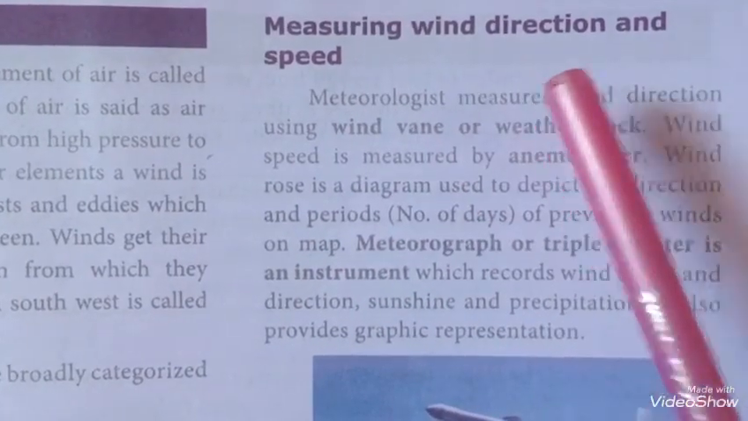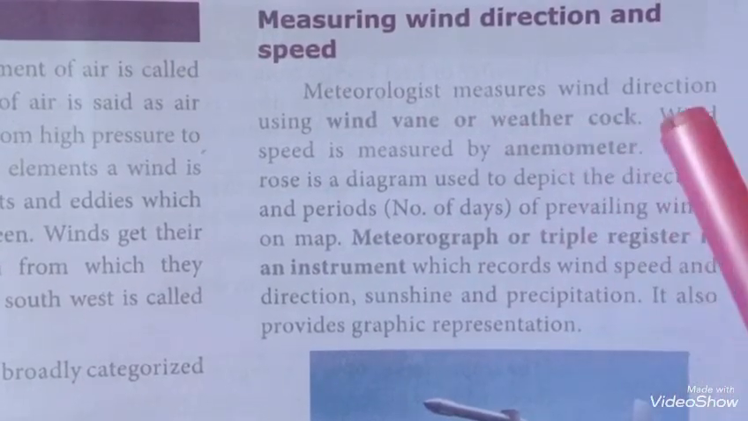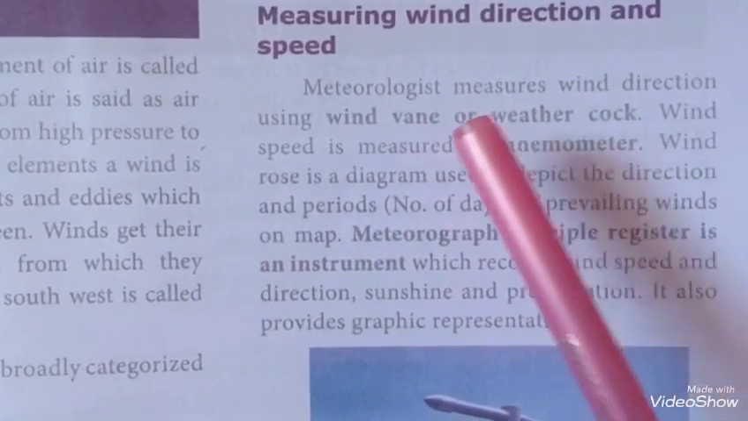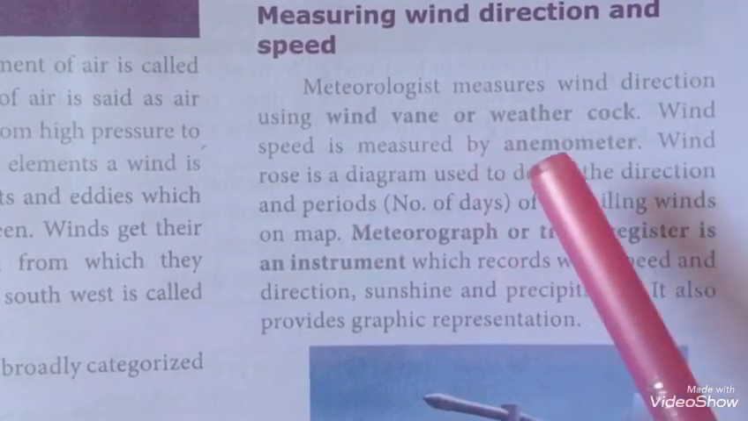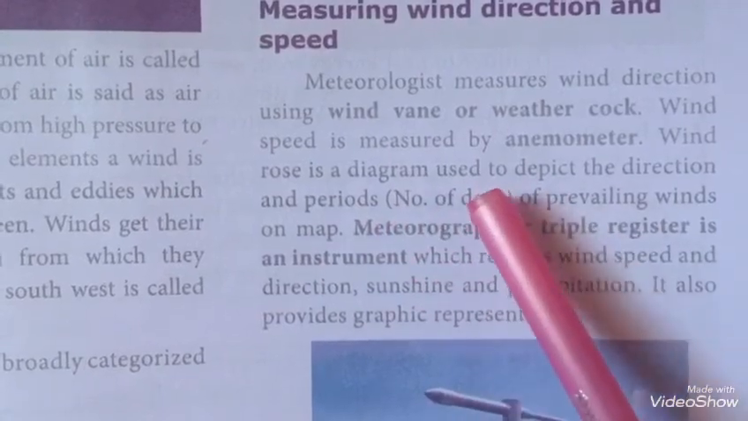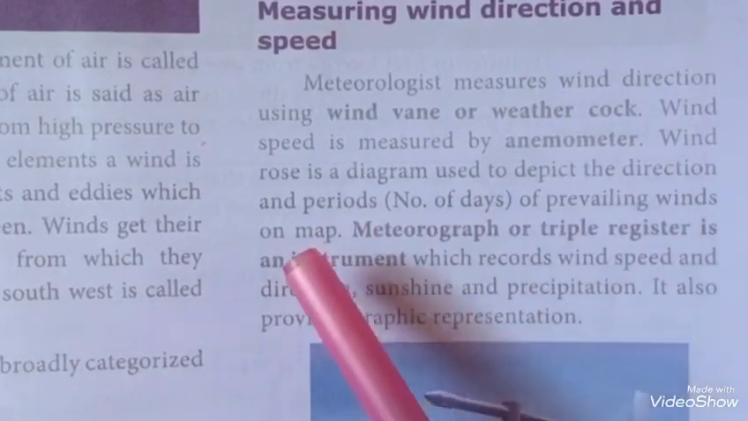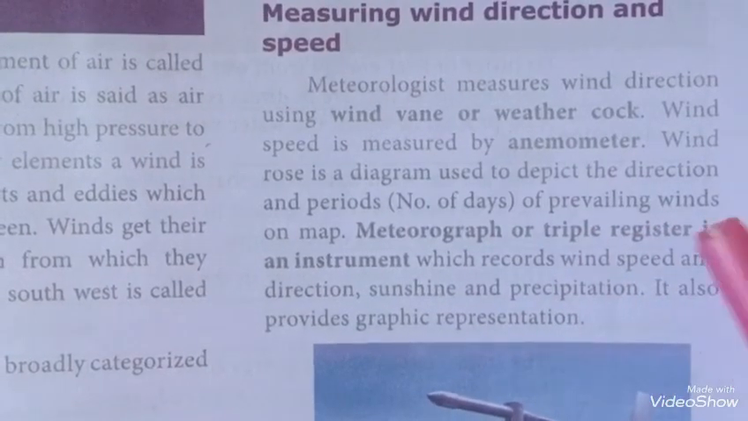Measuring wind direction and speed. Meteorologist measures wind direction using wind vane or weathercock. Wind speed is measured by anemometer. Wind rose is a diagram used to depict the direction and periods, that is number of days, of prevailing winds on map.